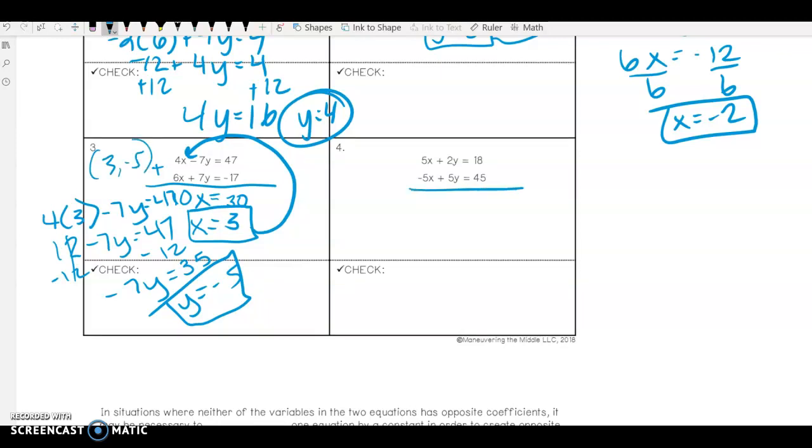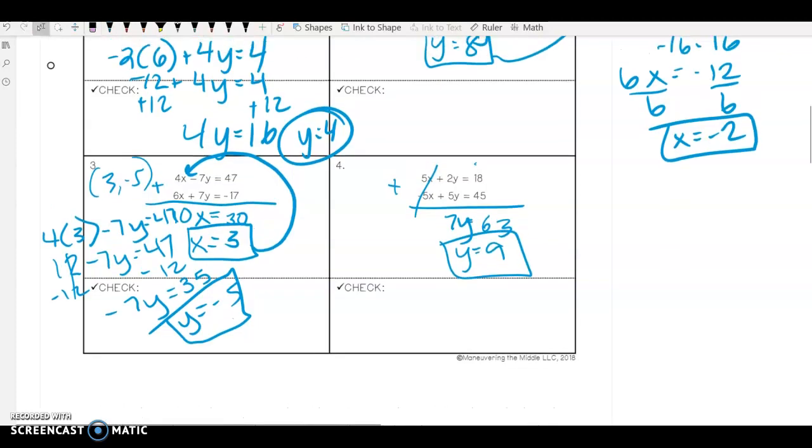Number 4. Line up your x's, line up your y's, make sure something eliminates. I see my x's are going to eliminate. So 2y plus 5y is 7y. 18 plus 45, well 8 plus 5 is 13, carry my 1, so I'll get 63, which means y has to equal 9.